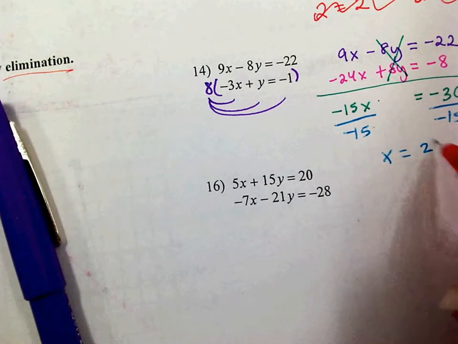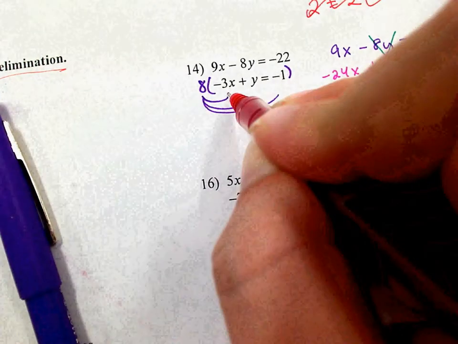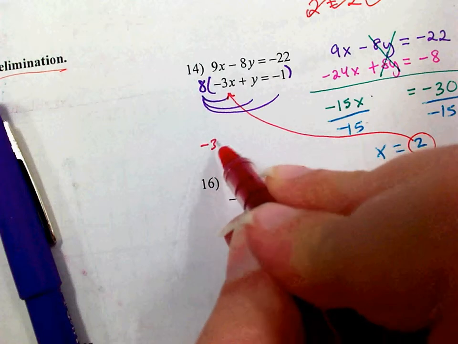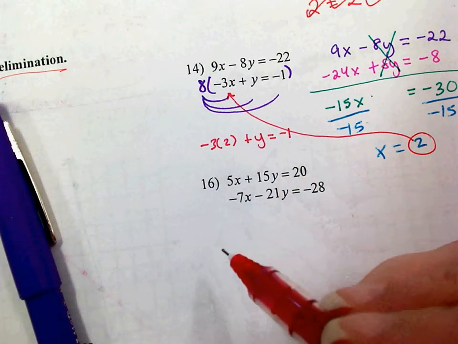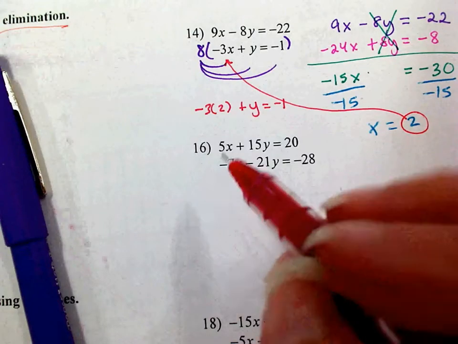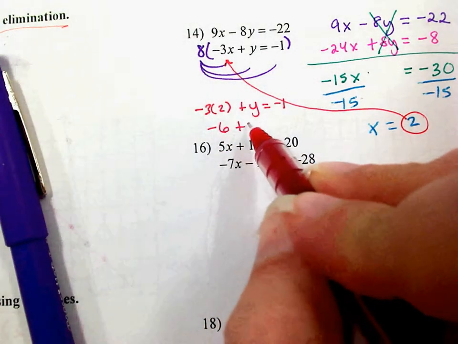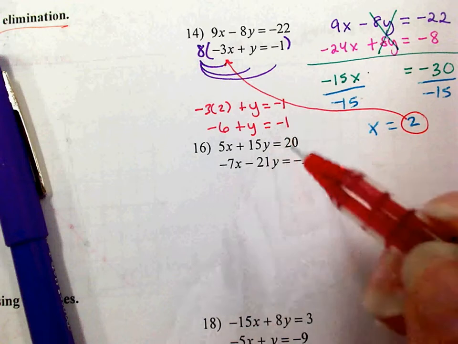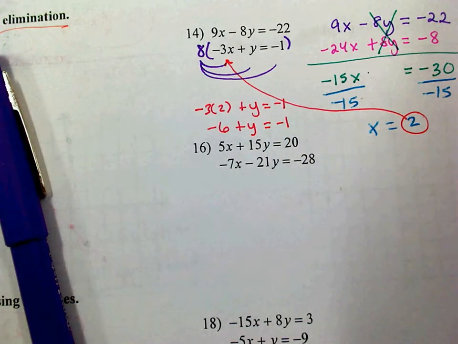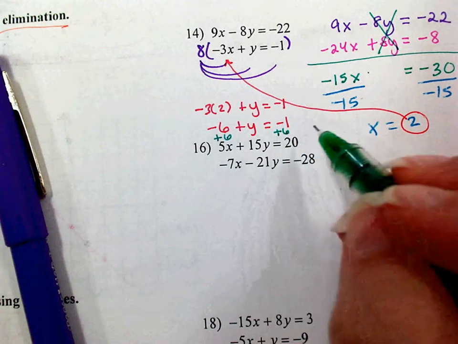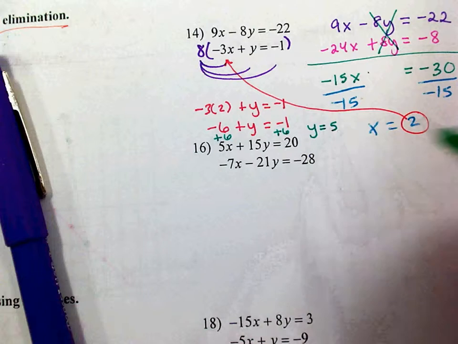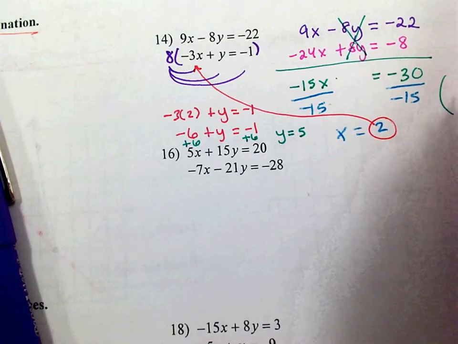So negative 3 times 2 plus y equals negative 1. What's negative 3 times 2? Negative 6. So how do I solve for y? Add 6. What is negative 1 plus 6? So how do I write my answer? X is 2, y is 5. There you go.